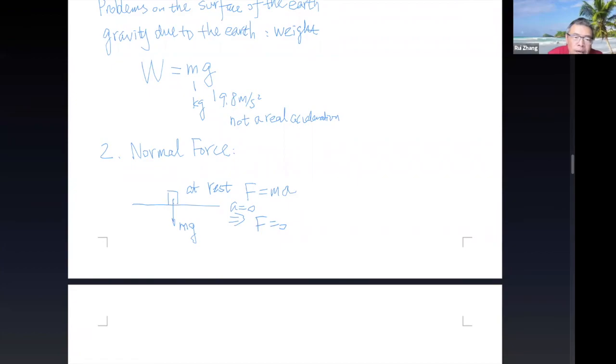In this case, it is the normal force, and we call it N, like the first letter of normal force. So we definitely need a force to balance this gravity. That's the normal force.